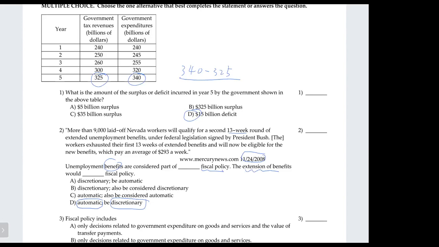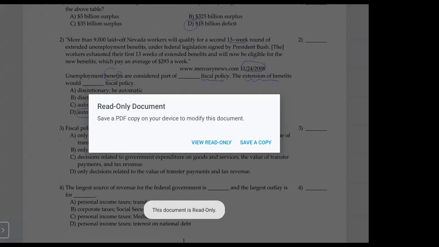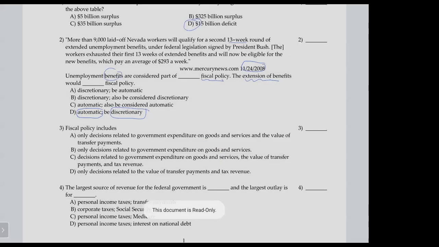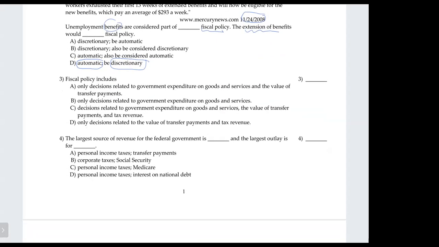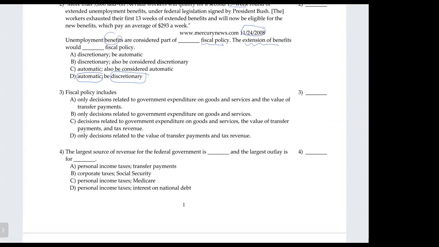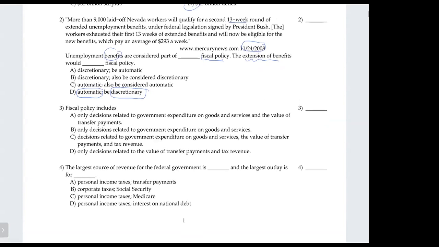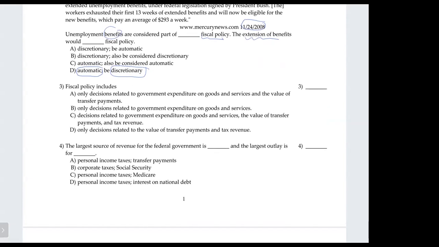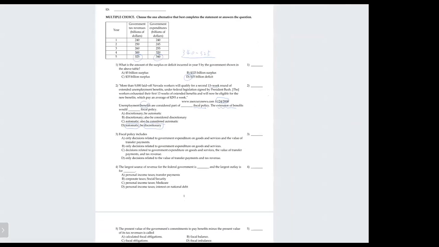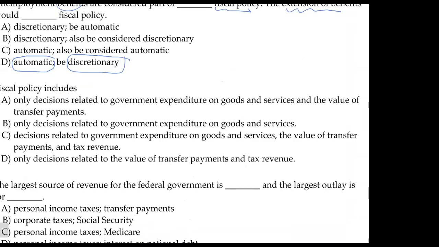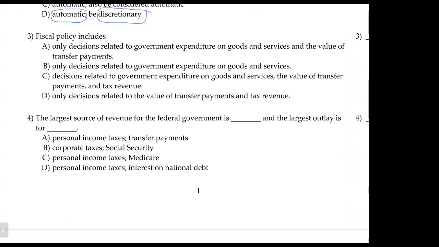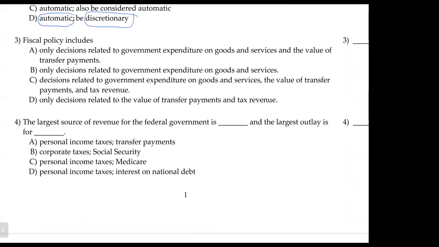Now go to 3. Fiscal policy includes, the answer is C. Decisions related to government expenditure on goods and services, the value of transfer payments and tax revenue. Okay, so this is 3.